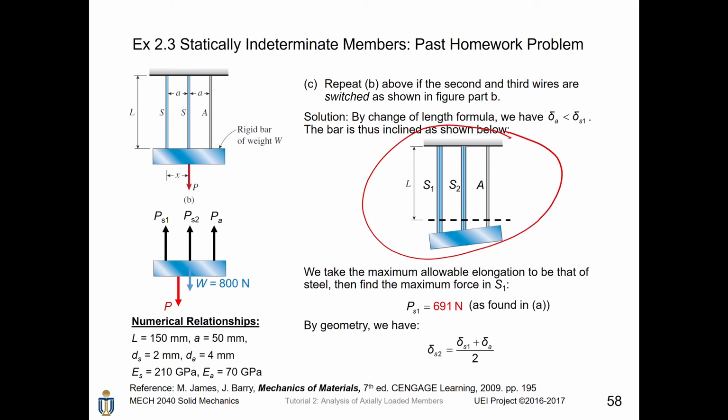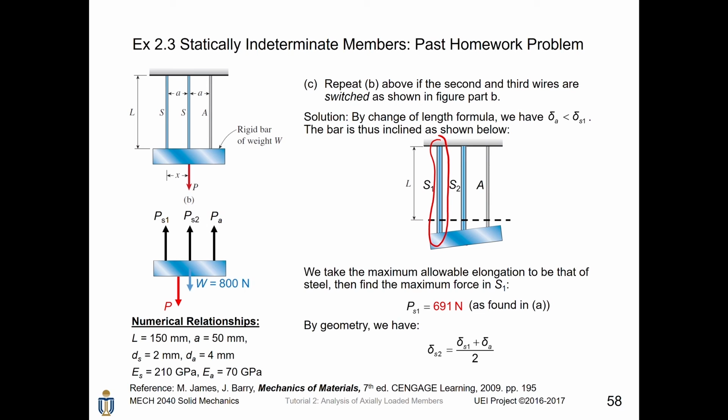Then we have to take the maximum allowable elongation to that of the steel, because, as usual, the steel wire on the left hand side is the one with the largest elongation. As found in part A, the allowable load in the steel wire is 691 newtons.